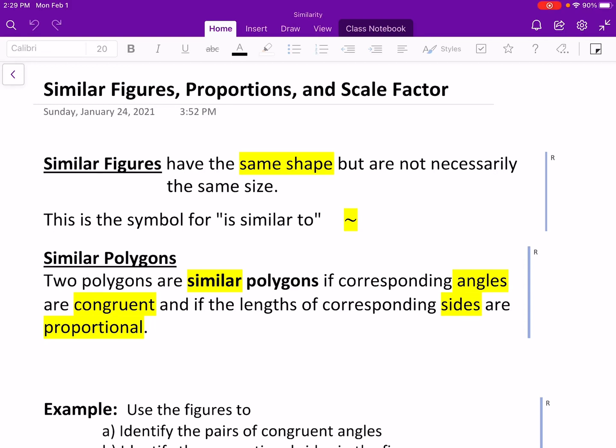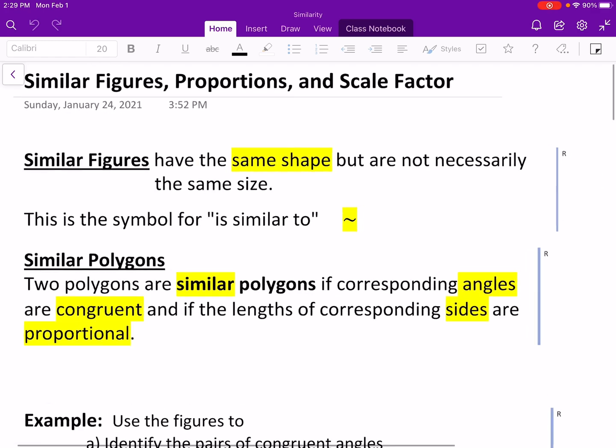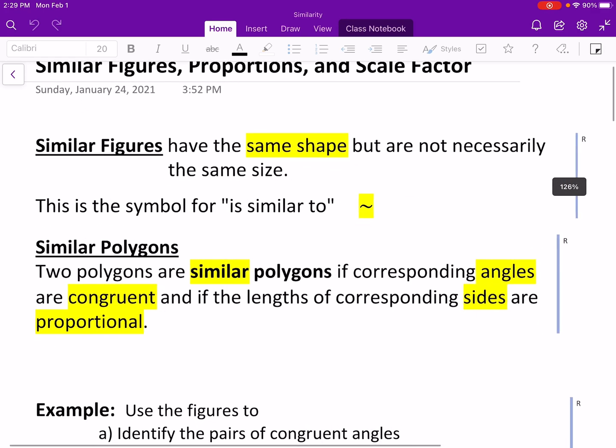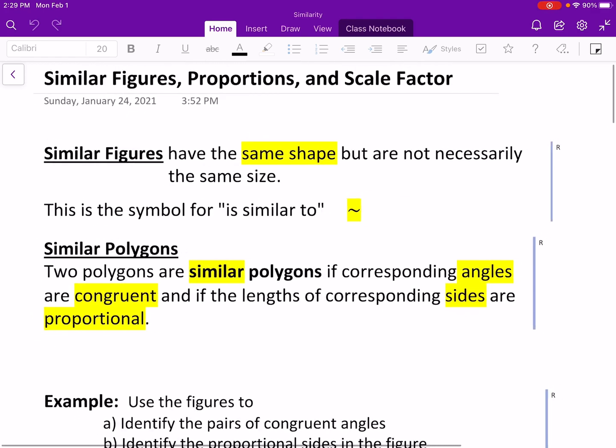These are the notes about similar figures, proportions, and scale factors. When you come to class next, if you weren't here on the day we talked about these, there is a handout. It has a lot of this written down. You just need to fill in the blanks, so you might want to pick one of those up.